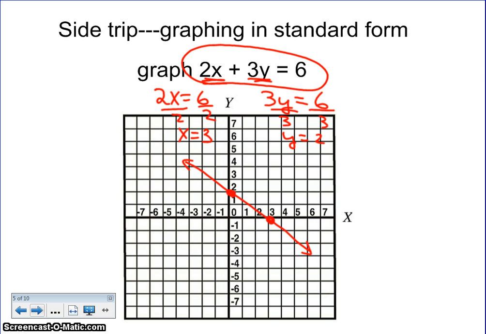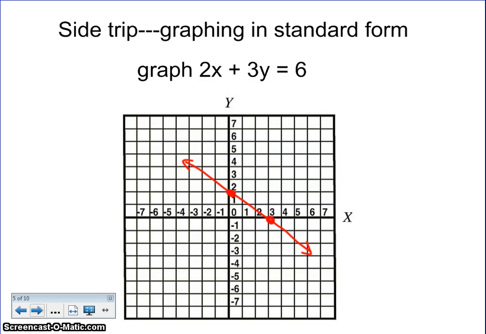And just connect the dots like that. I'm going to spend a little extra time on this problem because I do want to make the point of the difference between the y-intercept and the slope-intercept form and the standard form.